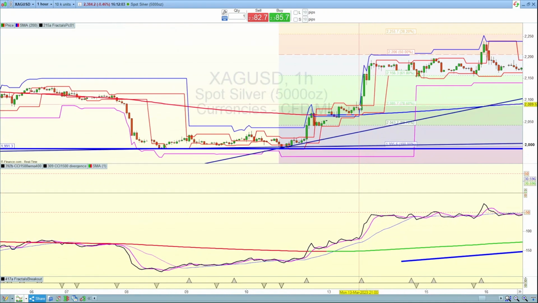So that could have been one entry, and your target would have been, in this case, I've got a 1% target on the hourly, and that would have been hit on the next hour. The next entry would have been at that level there, broke above the fractal, and your target would have been at that blue line there, and that would have been closed out on that bar there a few hours later, and so on. That's just a trading idea for you to consider.